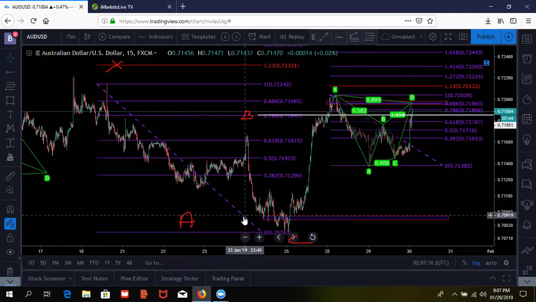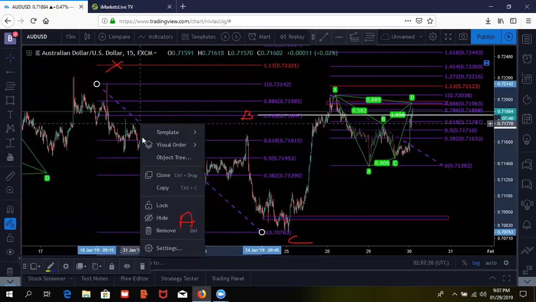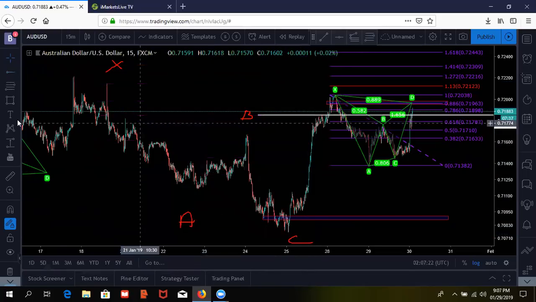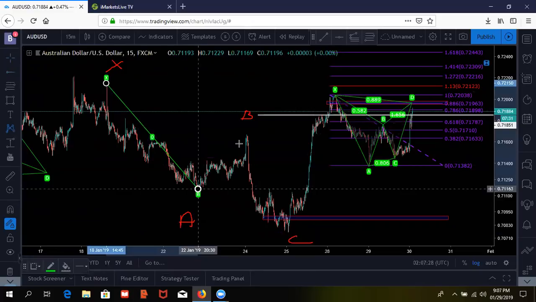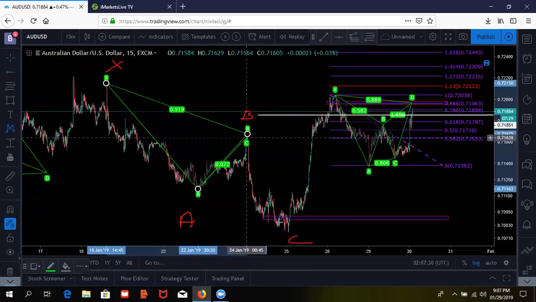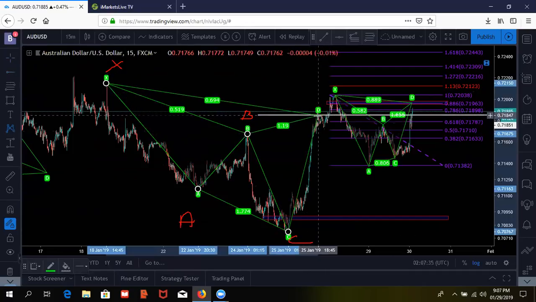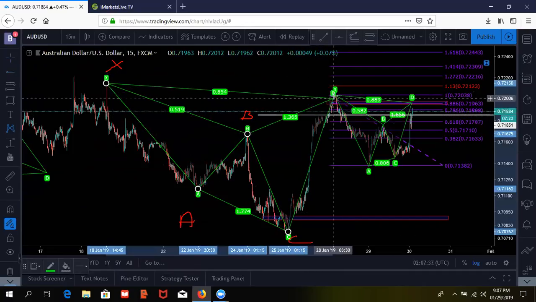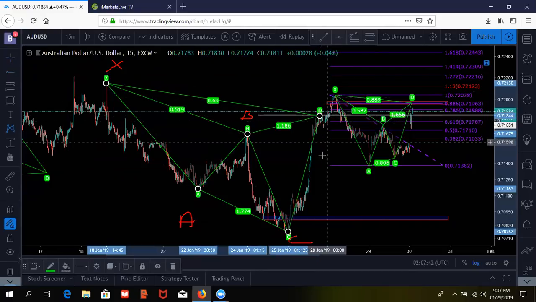So you can see that that's our entry point for the cipher pattern. I'll go ahead and draw this out. So we have X, X to A to B, B to C. C completes right here. I'm not going to take the entire move right here. I'm only going to take where I would have entered the trade, which is that white line right there.